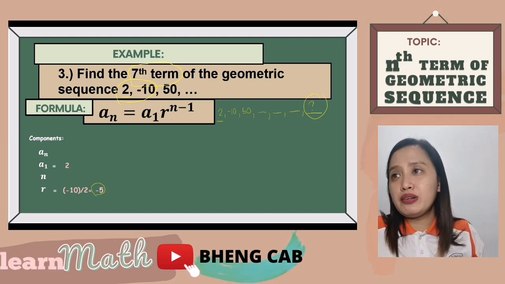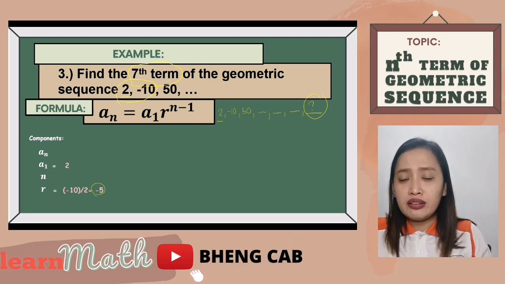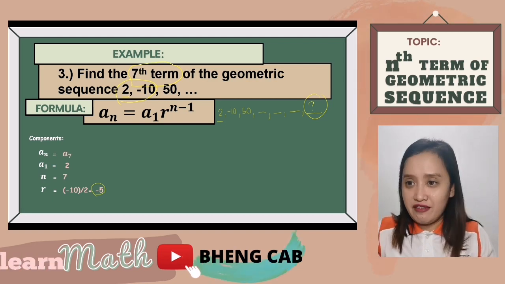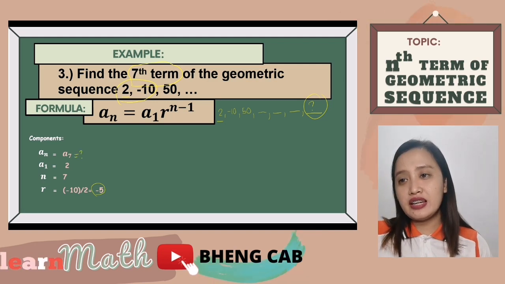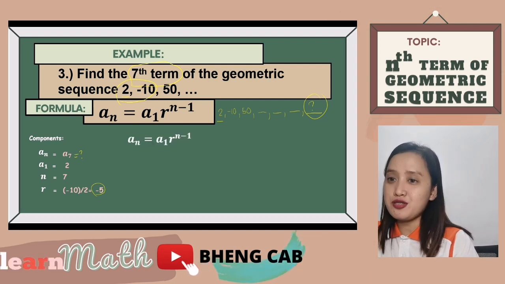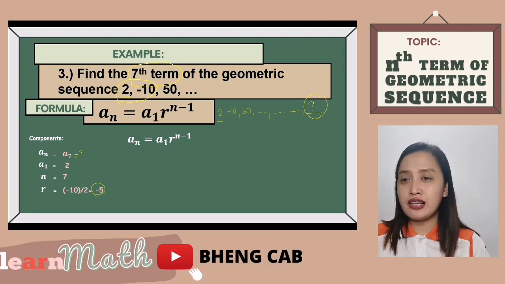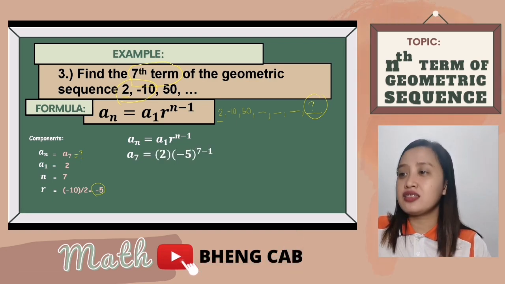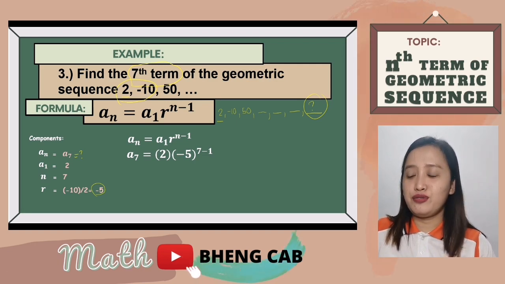Okay, pangatlong pinakamadaling hanapin, find the 7th term. So, ang issue natin dito ay pang 7. So, ang ating value ng n ay 7. And that gives us a sub n equals a sub 7. Ito yung kailangan nating hanaping value. Okay, so let's proceed again to our formula. A sub n equals a sub 1 times r raised to n minus 1. Through the components we have here, ipa-plug in lang ulit natin or substitute lang natin yung values natin sa ating formula. So, a sub n equals a sub 7. A sub 1 is 2. R is negative 5.